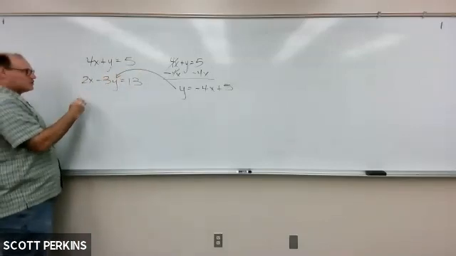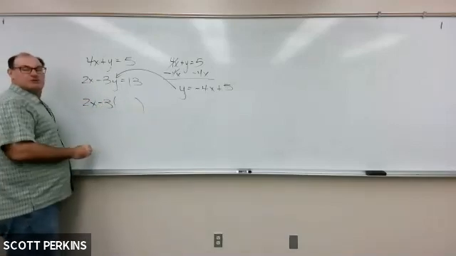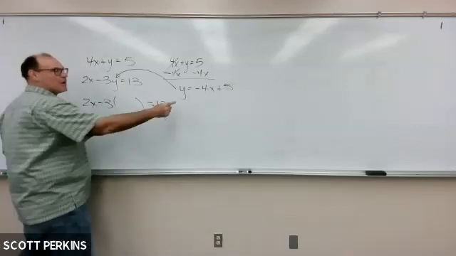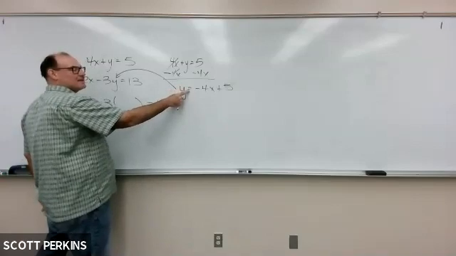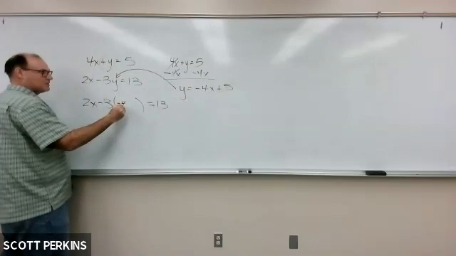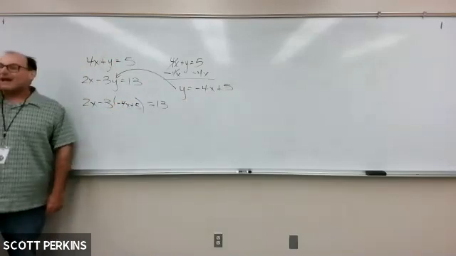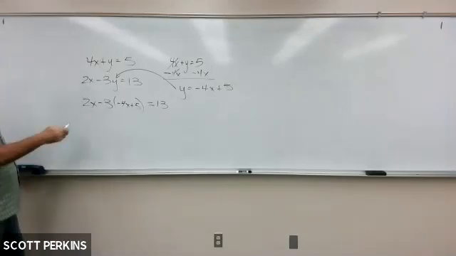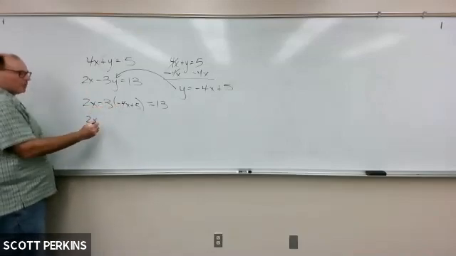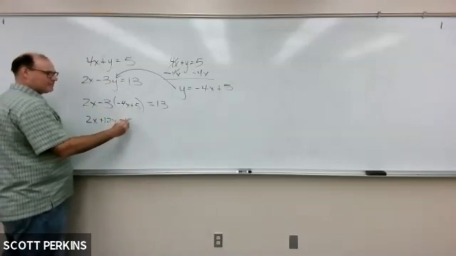So the other equation is 2x minus 3 times y, and y is what I'm substituting, so I'm going to leave a little gap, is equal to 13. So I'm going to now plug in y is the same thing as, that's what equals means, y is the same thing as negative 4x plus 5. So negative 4x plus 5 right in there. Hopefully I'll get my signs right, but I know that you'll be keeping tabs on me to make sure I do this well. I've got 2x, negative 3 times negative 4 is positive 12x. Negative 3 times 5 is negative 15.